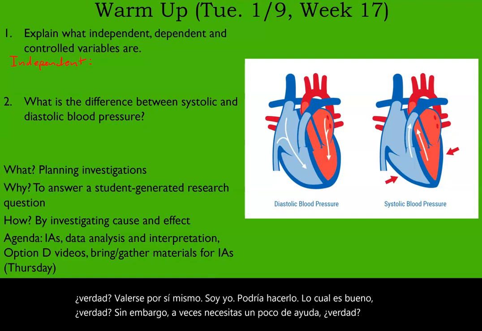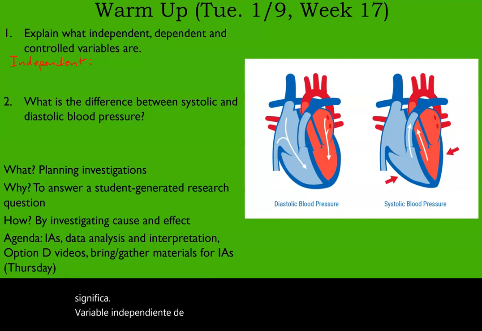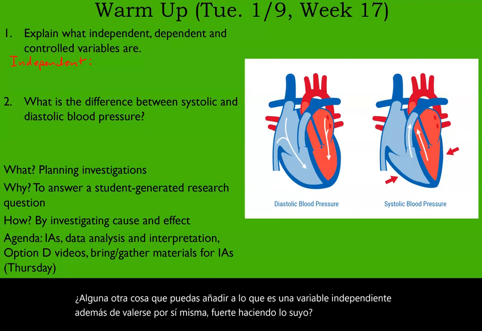Okay, well, those colloquial explanations don't do the best job explaining what it means in an experiment you're going to do. Independent variable of your experiment, Esme. We gotta learn this. We gotta know. Any other thing you could add to what an independent variable is, besides standing on its own, strong, doing its own thing? What's that? What about manipulation?